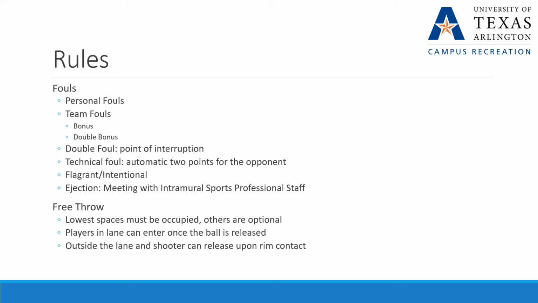During free throws, the lowest spaces must be occupied. The others are optional. The players inside the lane can enter once the ball is released, and players outside the 3-point line and the shooter can release upon the ball's contact with the rim.